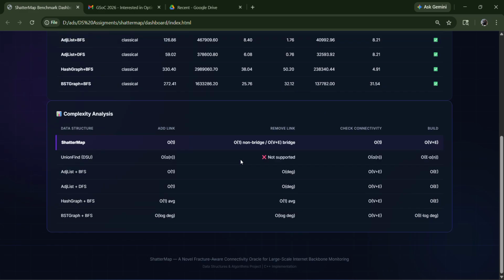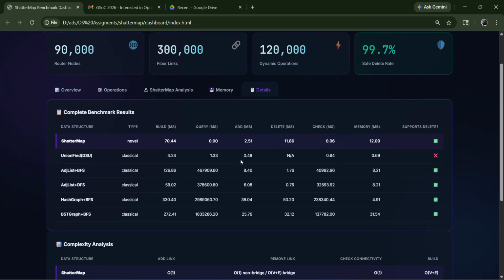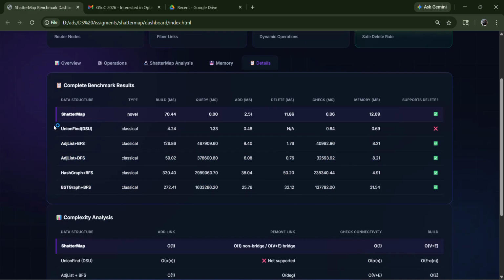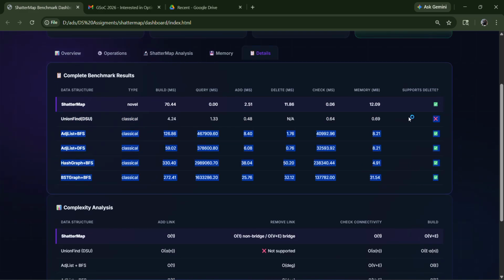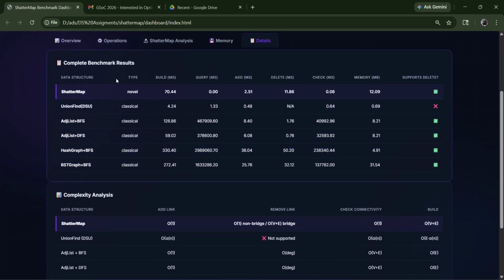So you can see the dashboards and the outputs and how Shutter Map performs against the traditional systems. You can see the Union Find operation cannot perform deletion operations efficiently. It does not actually support them. So that's why Shutter Map plays a key role.